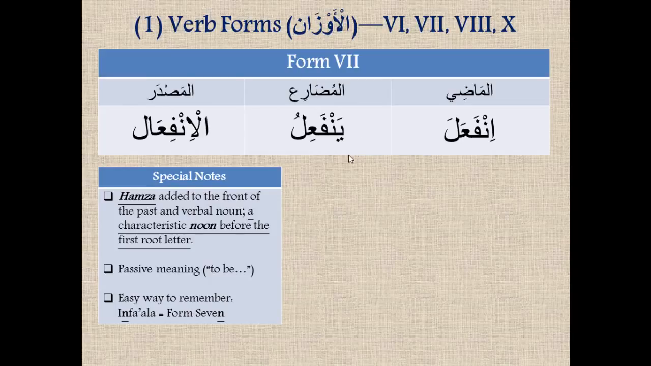Form 7 usually contains the passive meaning, to be something. So an example would be the Form 1 verb قطع يقطع, which means to cut off or to chop off. If we change that to Form 7, we get انقطع ينقطع الانقطاع, which means to be cut off or to be severed. Let's look at some examples of Form 7 verbs from the Quran.